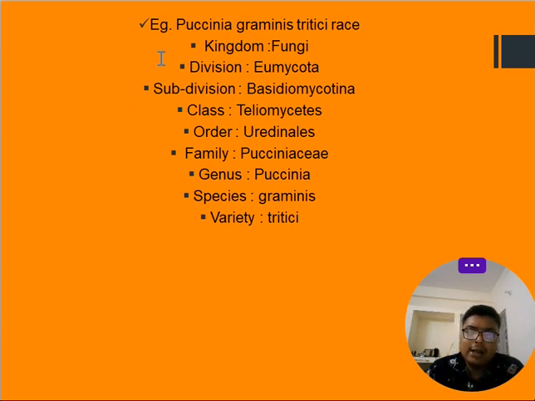That is the basic, and you can see here the example of one fungal disease pathogen, Puccinia graminis tritici. And how we write its taxonomy: first we write kingdom, fungi. Division ends with mycota, subdivision ends with mycotina, class ends with mycetes, order ends with ales, family ends with aceae. Genus Puccinia, species graminis, and variety tritici. This is the name of a disease, and as you can see here, this is its taxonomical classification. I hope it's clear to everyone.